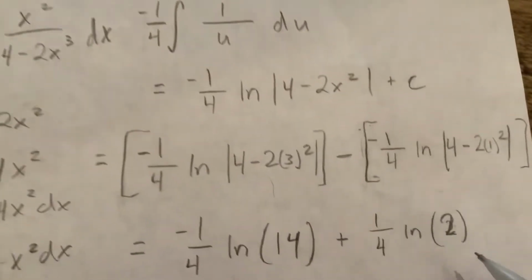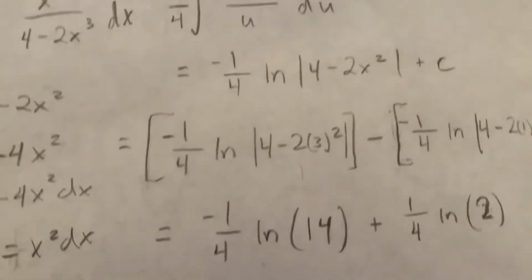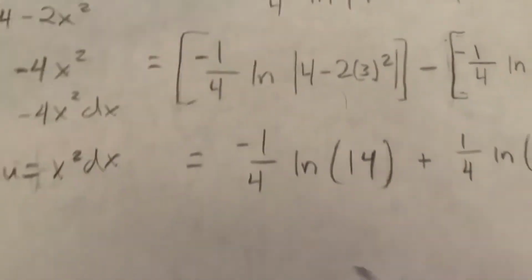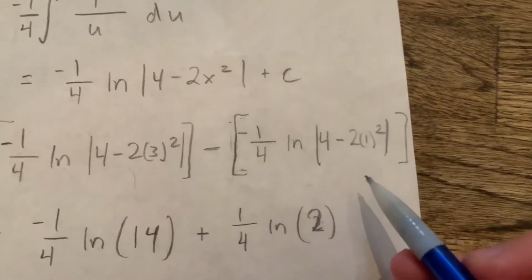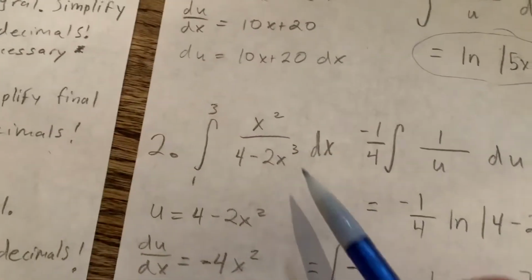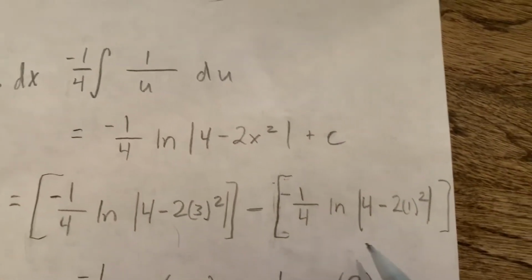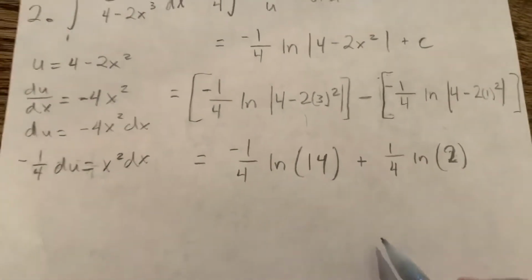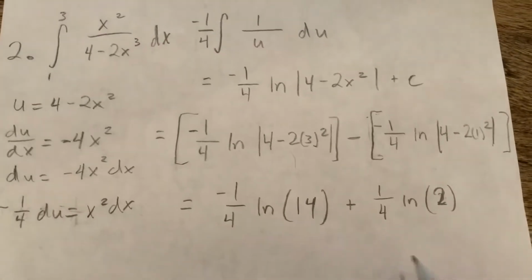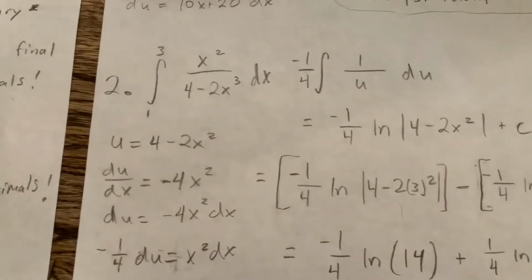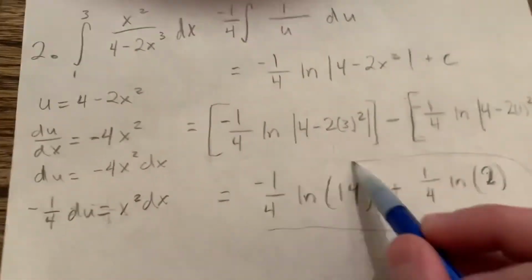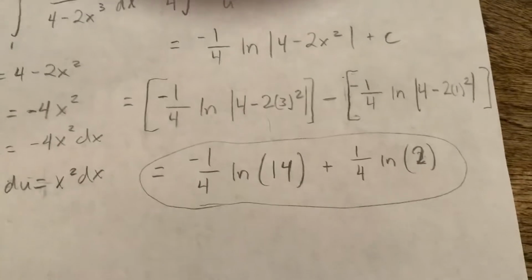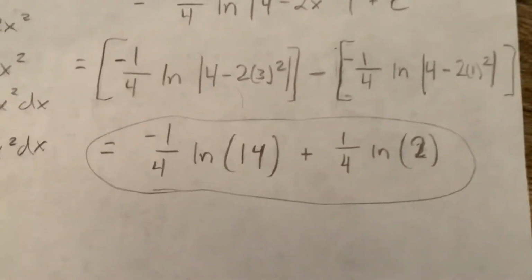And then basically we wouldn't need the plus c when solving for the definite integral. So we would have negative 1/4 ln, and then we would solve the inside of the absolute value for the first part by plugging in 3, and we would solve the second part by plugging in 1, and then we would basically just subtract them, and since they're not the same base here, we're just going to have to leave our value at this. And that will be our final answer, negative 1/4 ln of 14 plus 1/4 ln of 2.